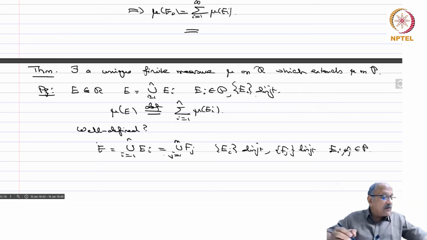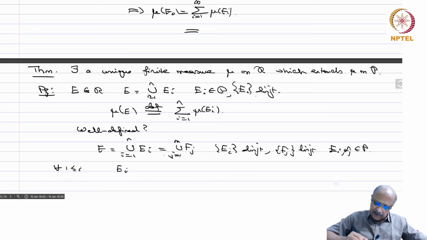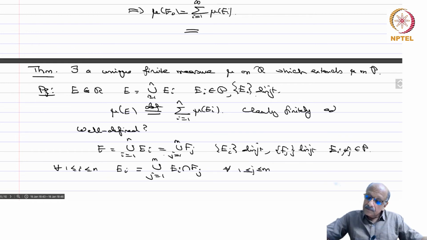Okay, so then we have E. For all 1 less than or equal to i less than or equal to n, we have Ei is nothing but the union j equals 1 to m of Ei intersection Fj, and for all 1 less than or equal to j less than or equal to m, we have Fj equals the union i equals 1 to n of Fj intersection Ei. So this is clearly finitely additive, because you put together a finite number of disjoint finite unions, so the sum will just add up.